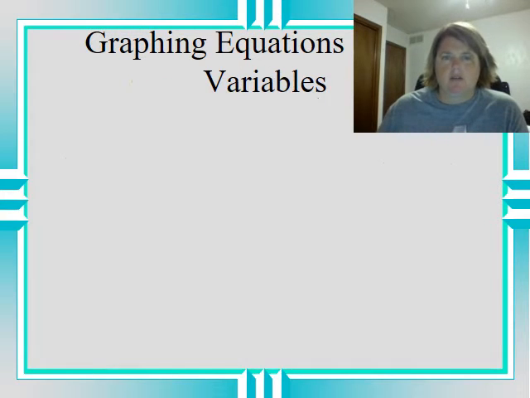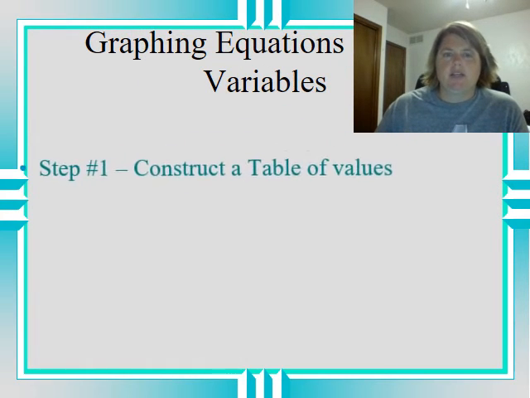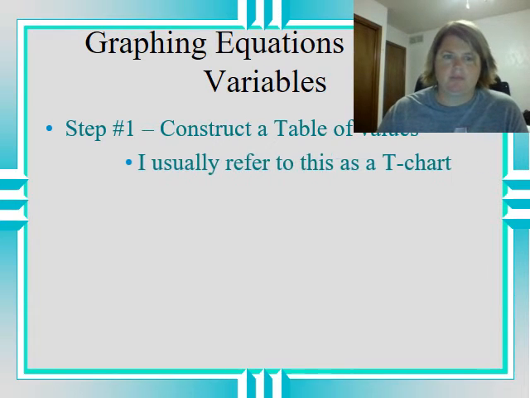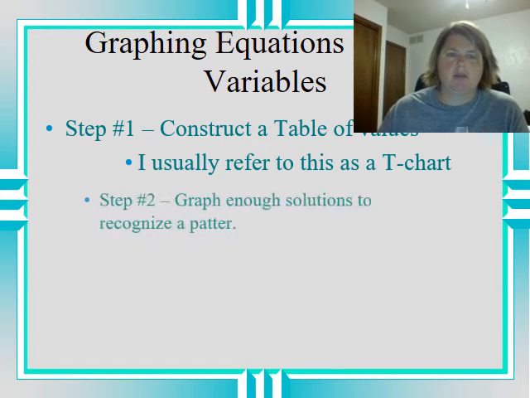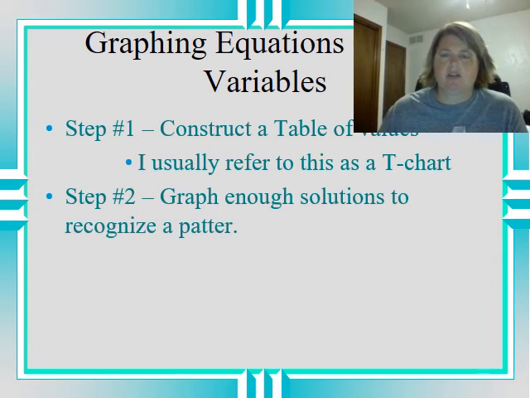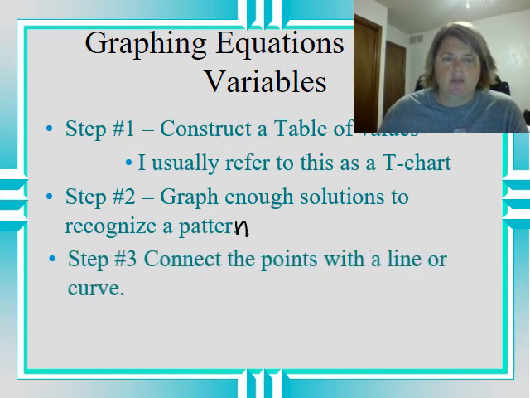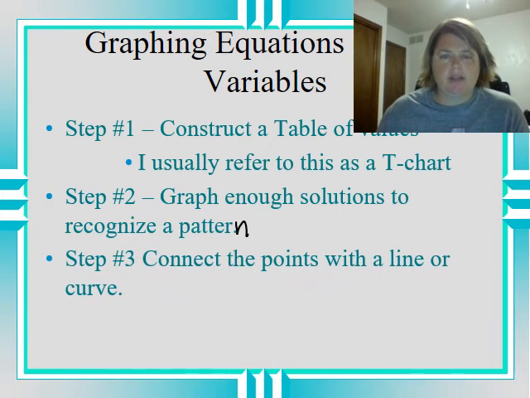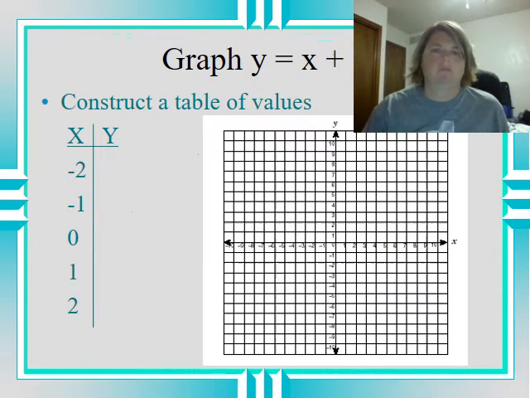All right, so now looking at this one, we're going to construct a table of values, which is what we just saw. Right? We usually refer to these as a T-chart. So if I say a T-chart or a table of values, you know what I'm talking about. Step 2, you're going to graph enough solutions, graph enough ordered pairs to recognize a pattern. So again, you want to write these steps down, and if you need more time, you're just going to pause the video. Step 3 is to connect the points. It may be a line or it may be nonlinear. Nonlinear like a curve.